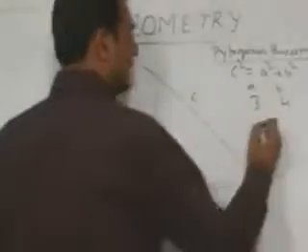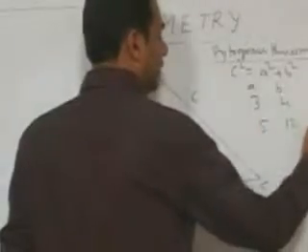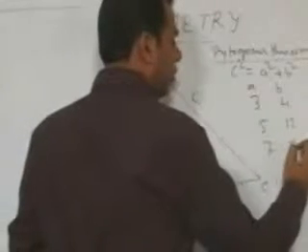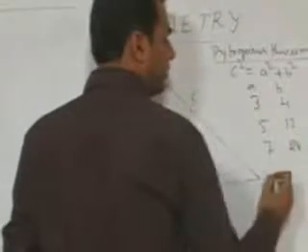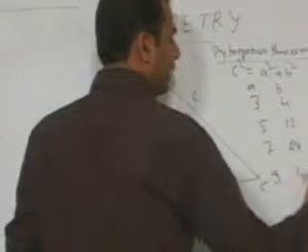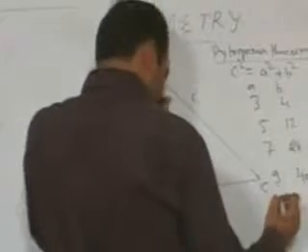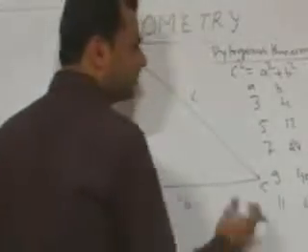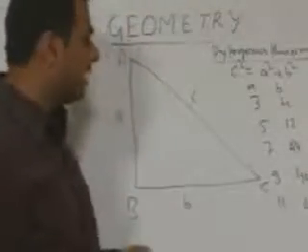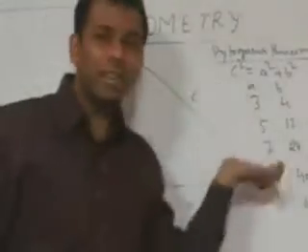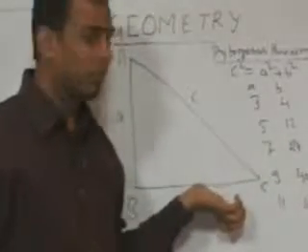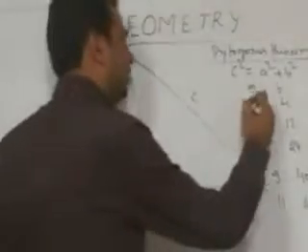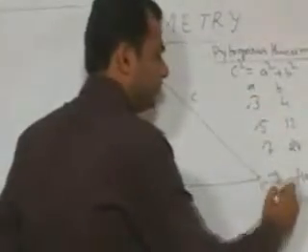The next one is 5, 12 and 13. Next is 7, 24 and 25. Next is 9, 40 and 41. And then 11, 60 and 61. And so on. Now remember, you can easily find all these standard triplets by using one logic. If you look here, all these standard triplets are starting with an odd number.